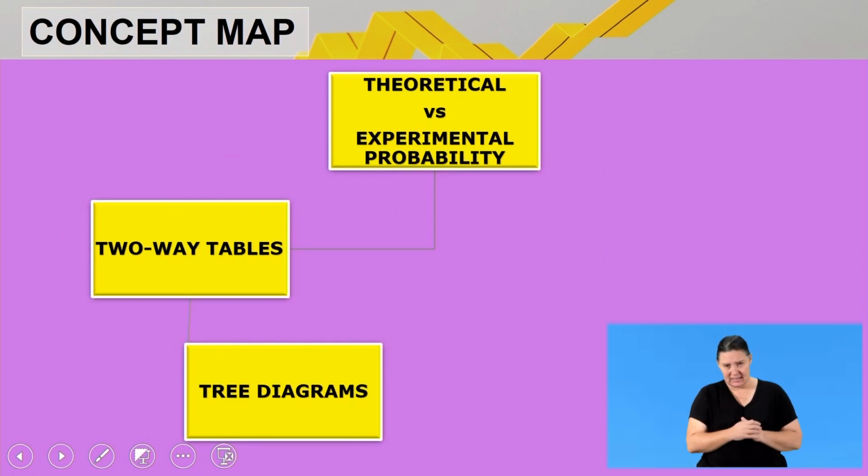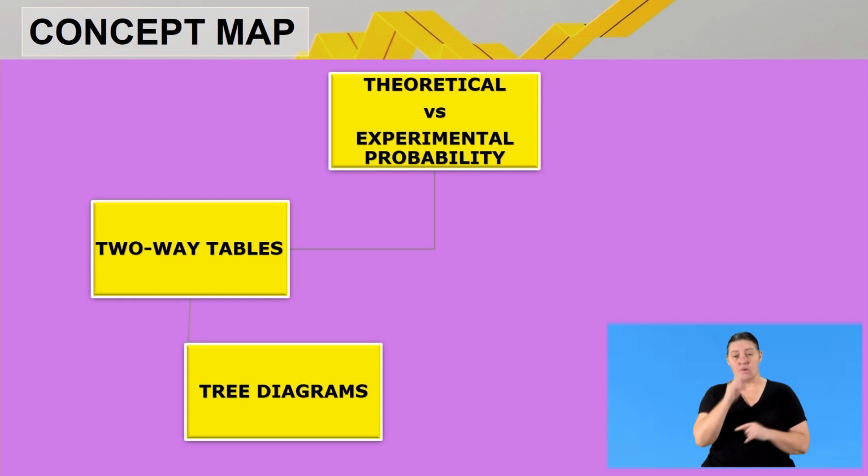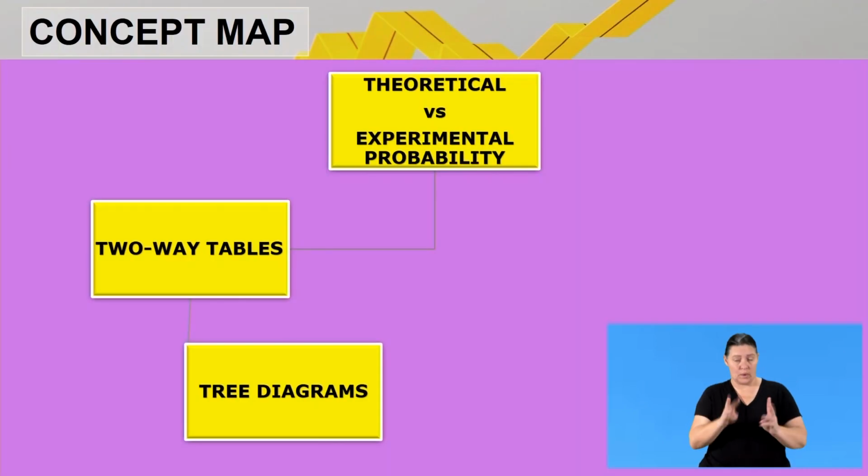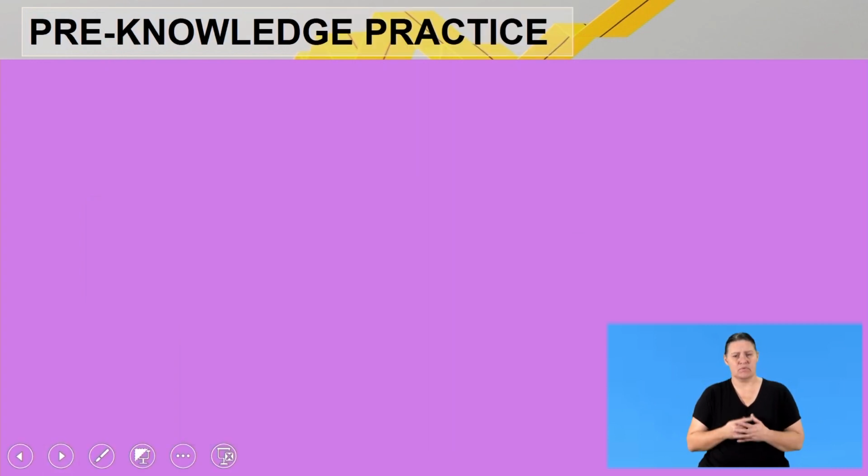Now, this is more or less the idea of what we will be focusing on in today's lesson. So we'll look at theoretical versus experimental probability. Thereafter, we will look at two-way tables. And then lastly, we'll look at tree diagrams. Now, let's quickly do a short practice, right?